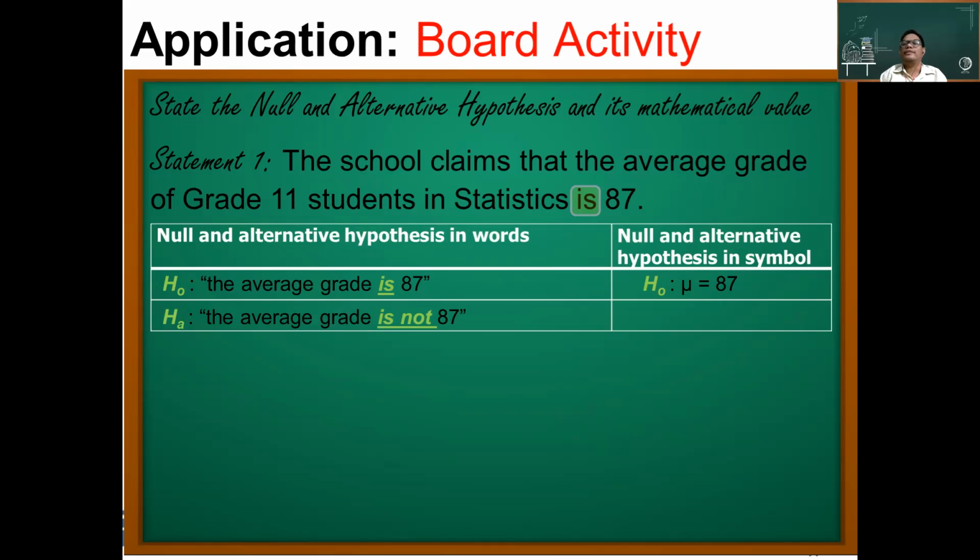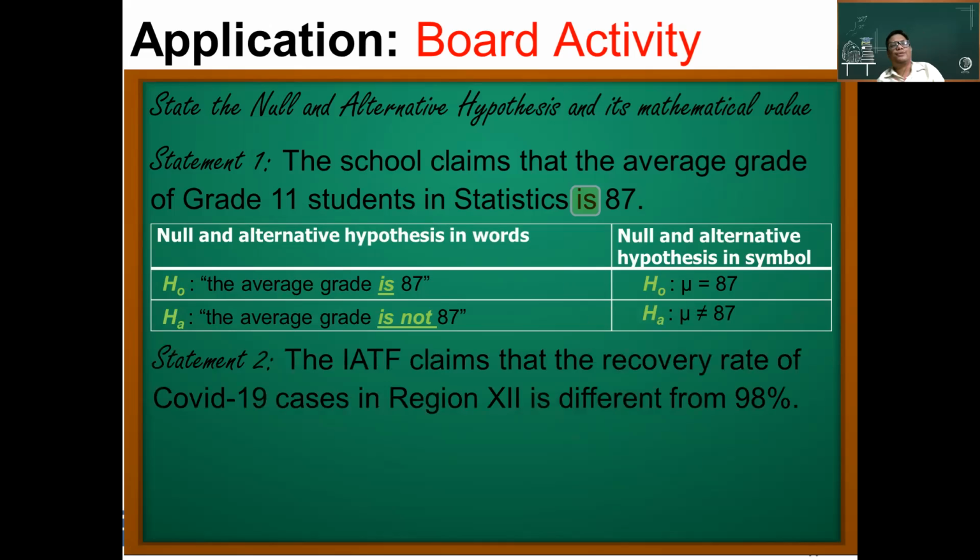Okay, let's proceed with the alternative hypothesis. Alternative hypothesis, or HA. Okay, mu is not equal to 87. So here it is in words, here it is in symbols. The two have the same meaning. Okay, let's proceed with statement number 2. Anyone? Okay, Angela.